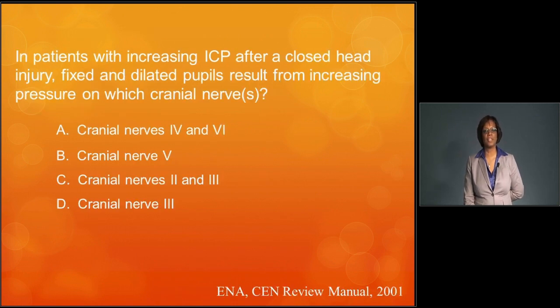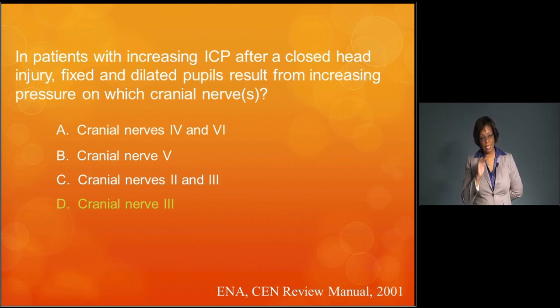In patients with increasing ICP after a closed head injury, fixed and dilated pupils result from increasing pressure on which of the following cranial nerves? And that would be cranial nerve number 3, oculomotor. It controls pupil constriction and dilation. So if we're saying that the pupils are fixed and dilated, that's going to be cranial nerve number 3.